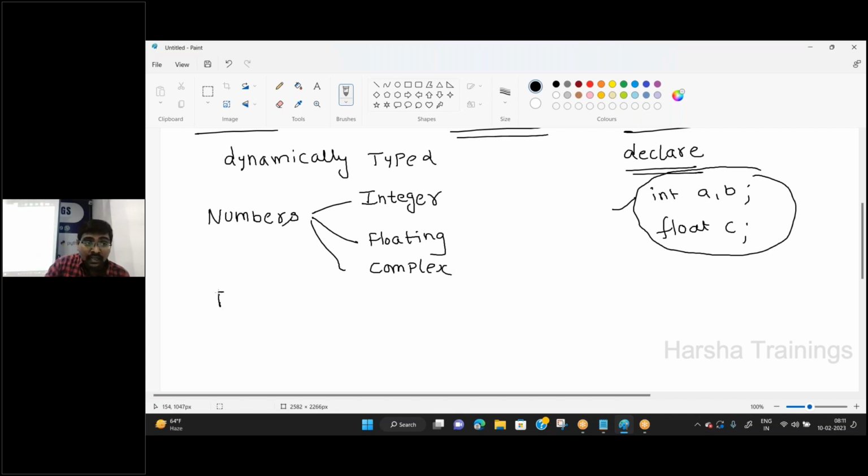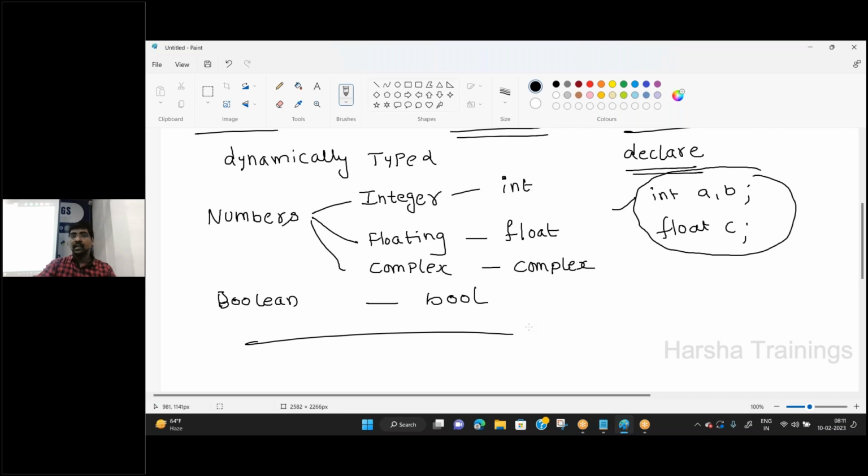Now, what is another data type? Boolean, which consists of true or false. So under integer, the data type name is int. Floating, the data type name is float. Complex, the data type name is complex. Boolean, the data type name is Boolean. So this is the topic we had discussed in the last session, up to this topic.